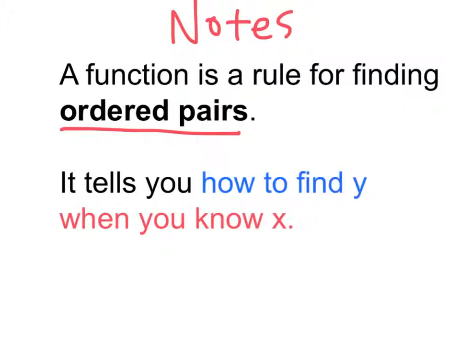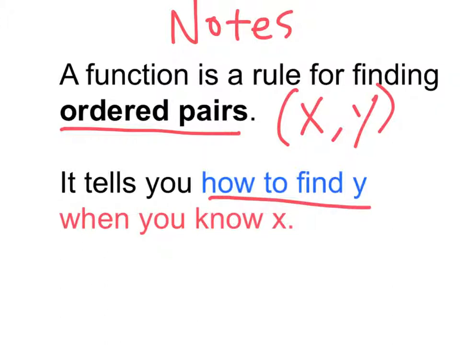That was weird. Alright, so a function is a rule for finding ordered pairs. We know that an ordered pair contains an x and a y. And so what do functions do? It's going to tell us how to find a y when you know an x. Again, it tells us the y when we know what the x is. So today I'm going to be giving you guys the x, and you're going to use that to figure out what the y is.